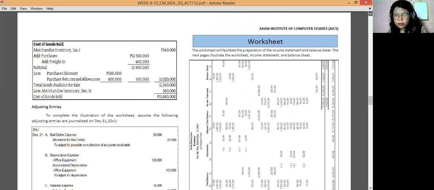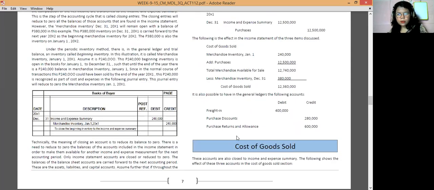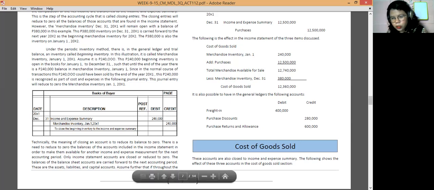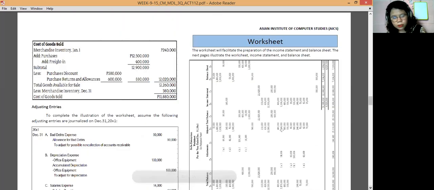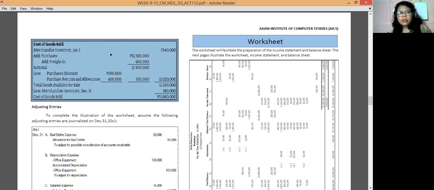Sorry. So these accounts are also close to income and expense summary. So the following shows the effect of these three accounts in the cost of goods sold section. So ito po yung illustration sa cost of goods sold. Okay? So merchandise inventory na worth 240,000. Then purchases na 12,500,000. Freight in 400,000. So ito yung illustrations natin.